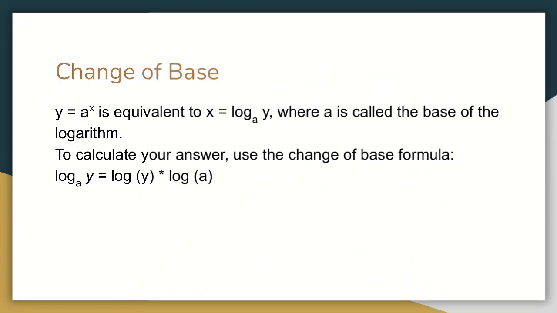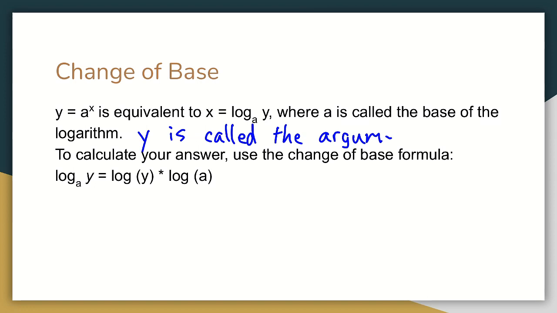All right. Now, y is equal to a to the x is equivalent to x is equal to log base a of y. So a is called the base of the logarithm. And I would include here, y is called the argument of the logarithm. And you can always just write log instead of logarithm. That is just fine. To calculate your answer, use the change of base formula.